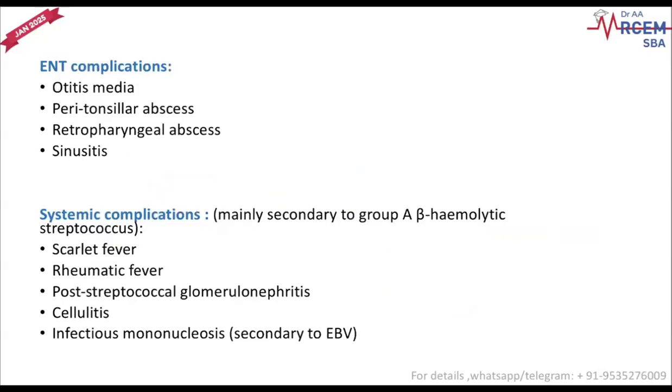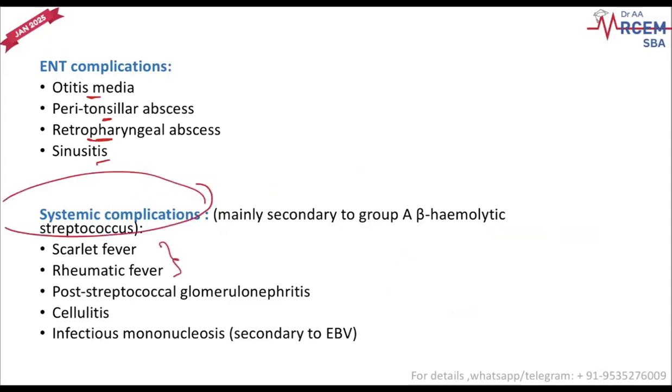ENT complications: these are the surrounding structures which are involved. Infection can spread to the surrounding structures. For example, it can go to the middle ear, causing otitis media. It can go behind the tonsils, causing peritonsillar abscess, also known as quinsy. It can spread to the retropharyngeal space, resulting in abscess formation, or it can spread to the sinuses, resulting in infection. What about systemic infections?